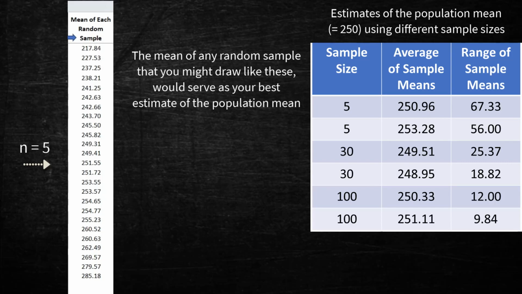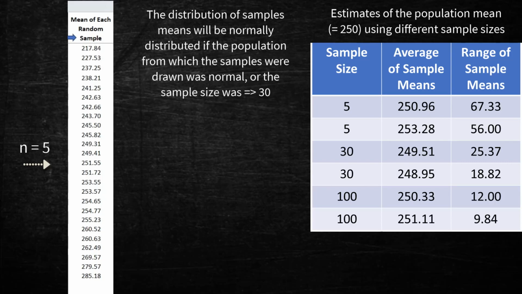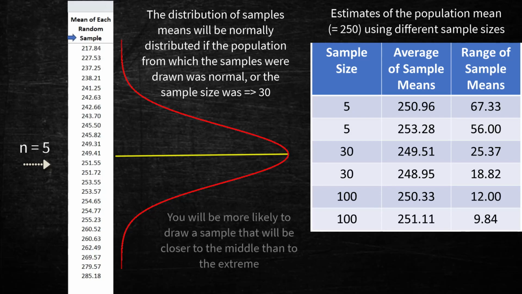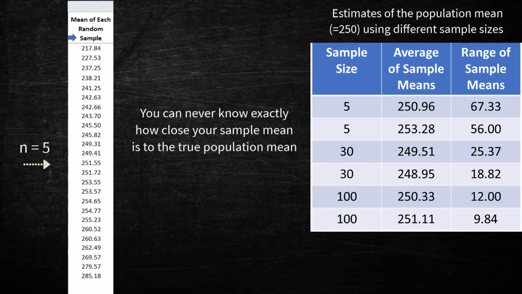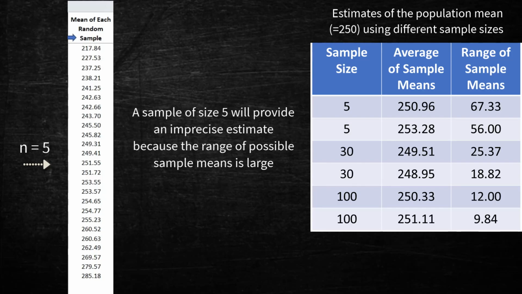Although we haven't covered the central limit theorem yet, when we do, you will learn that the distribution of sample means, like the ones you see here, will be normally distributed as long as the population from which you drew the sample was also normally distributed or the size of your sample was at least 30. Therefore, statistically, you will be more likely to draw a sample that is closer to the middle of the distribution than a more extreme sample. But you would never know exactly how close or far away your sample value was. But what you can see from the simulation is that a small random sample size of 5 would provide a very imprecise estimate because the range of possible sample means is so large.